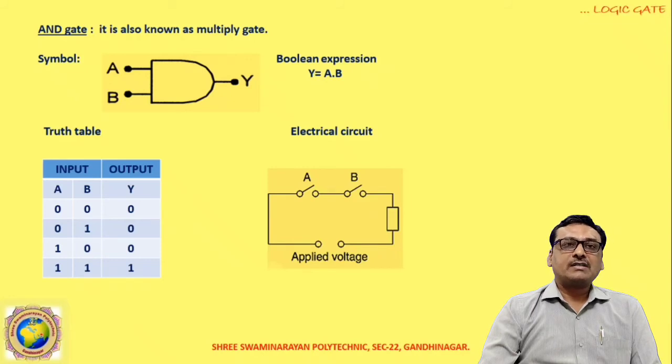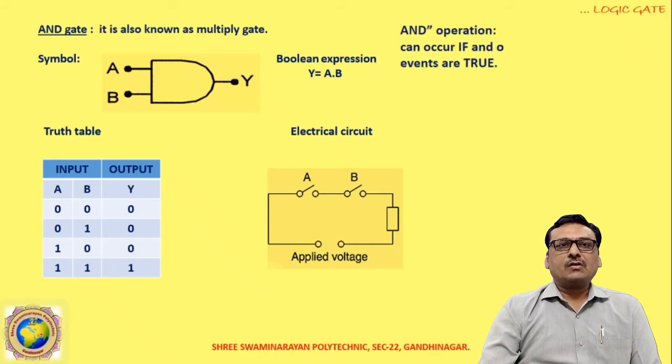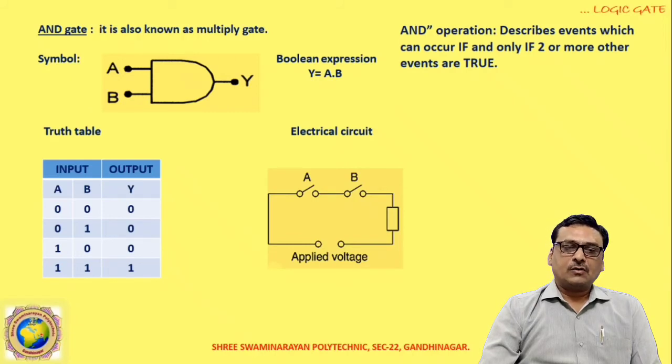So current cannot pass through the switch to the lamp, so the lamp does not glow. So 0 0 means 0. Now either A or B will be closed, but the circuit will not be connected. That's why the output is also 0. And 1 1 means both switches are closed. Then the circuit will be completed, current can flow, and the bulb will be on.